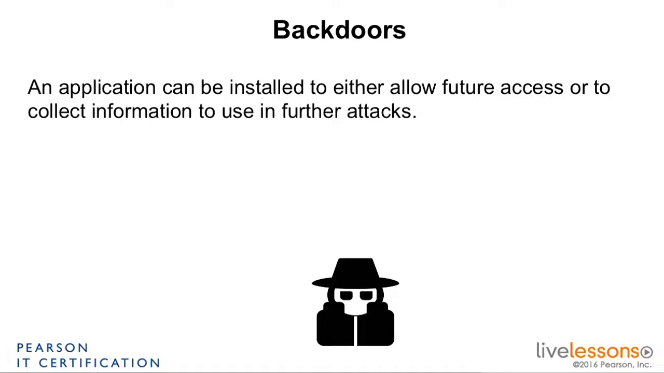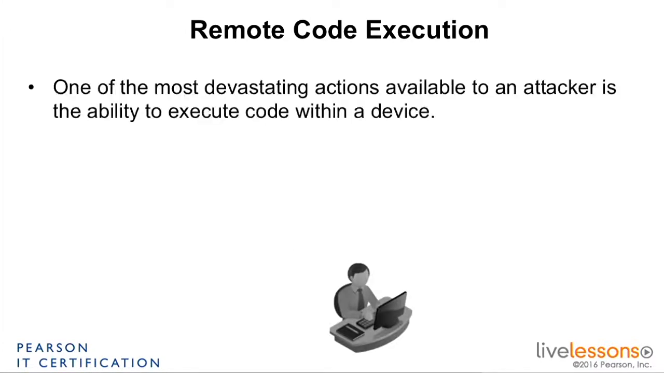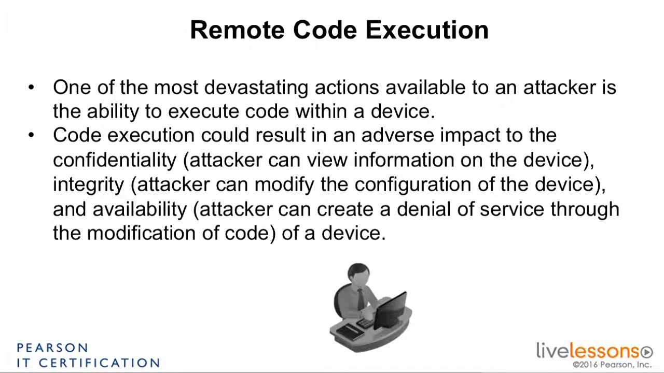Other examples are backdoors, which are applications that can be installed to allow future access or collect information to use in further attacks. Many backdoors are installed by users clicking malicious attachments or files, and also result from things like viruses or specific malware. One of the most devastating actions available to an attacker is the ability to execute code within a device. Code execution definitely can impact the confidentiality, integrity, or availability of the device.